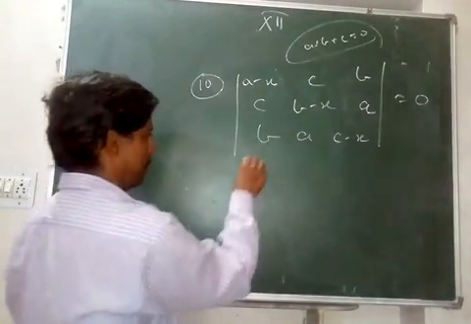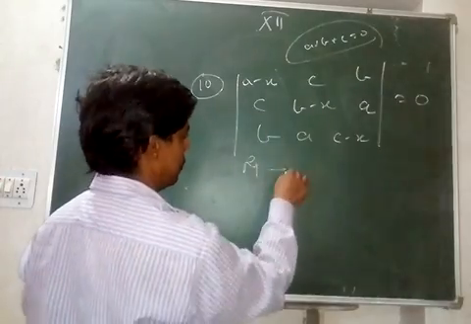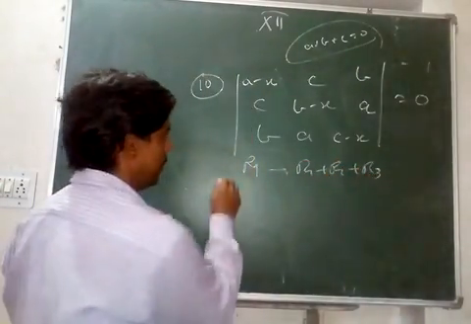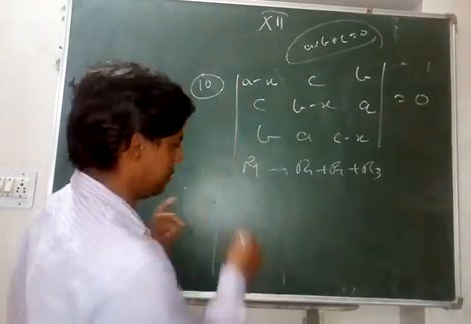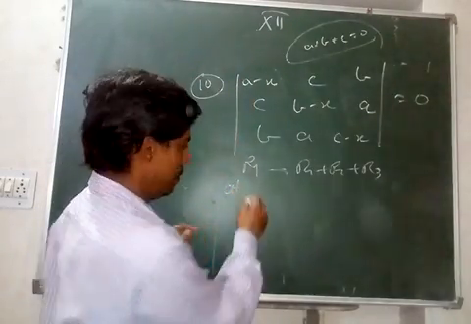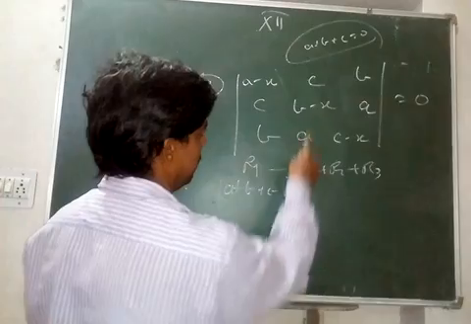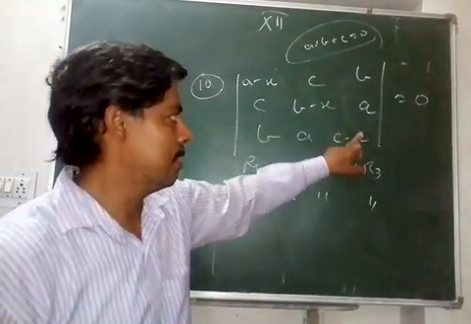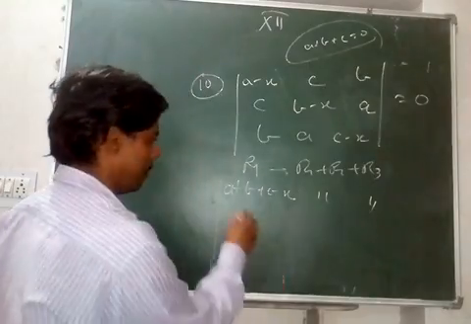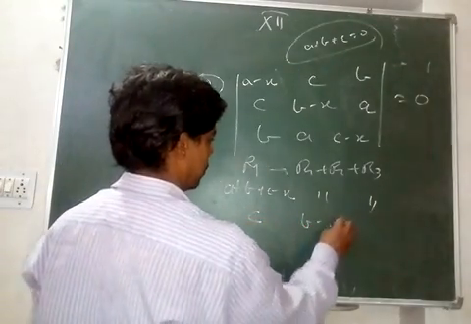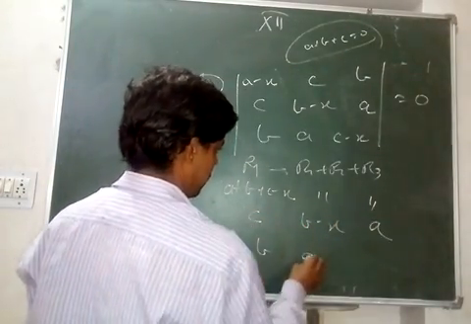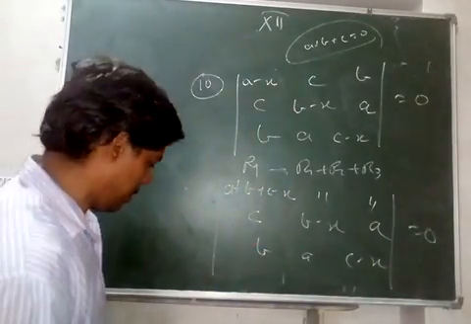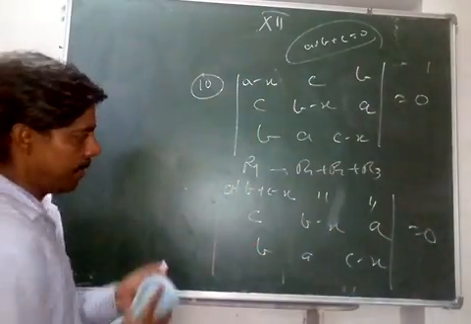If you add row 1 to row 1 plus row 2 plus row 3, what will you get? You will get a plus b plus c minus x, a plus b plus c minus x. And here also same. Here also same. You can see a plus b plus c minus x, a plus b plus c minus x. So that is common, so I am taking it out, and the remaining I am keeping as it is.